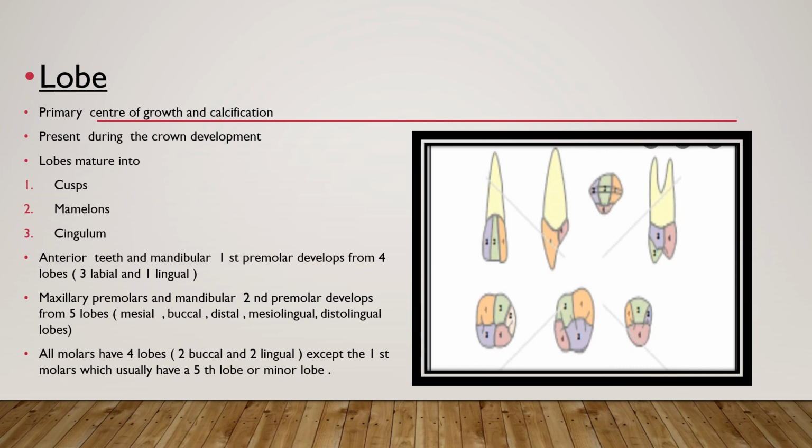Maxillary premolar and mandibular second premolar develop from five lobes. These lobes are mesial, buccal, distal, mesiolingual, and distolingual lobe. And all molars have four lobes, two buccal and two lingual, except the first molars, which usually have a fifth lobe, or the minor lobe. So look at this picture. This will give you a very clear idea about the lobes, and it will simplify this for you to remember and memorize.